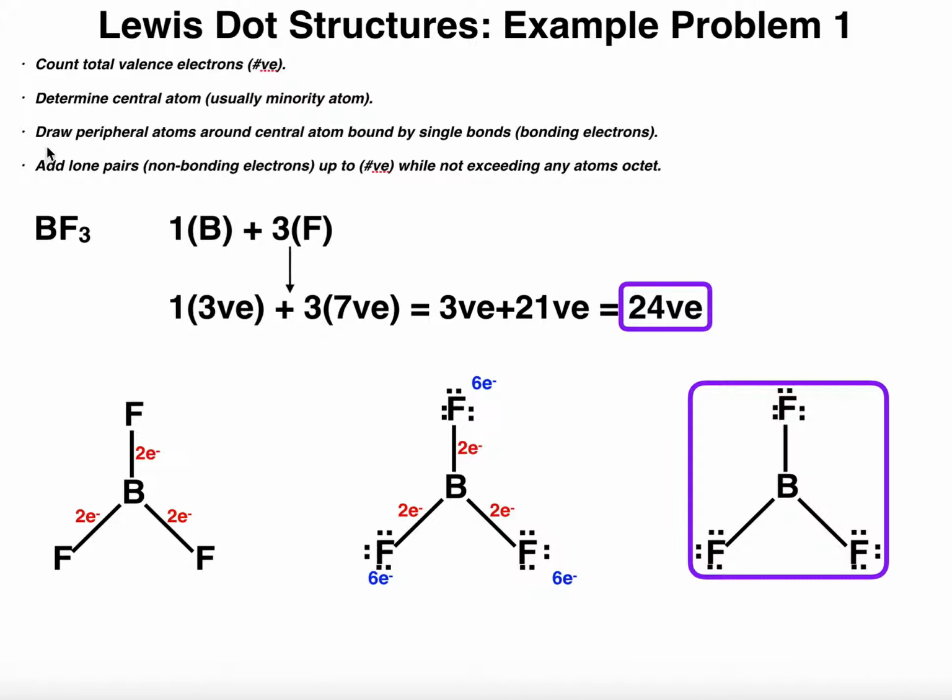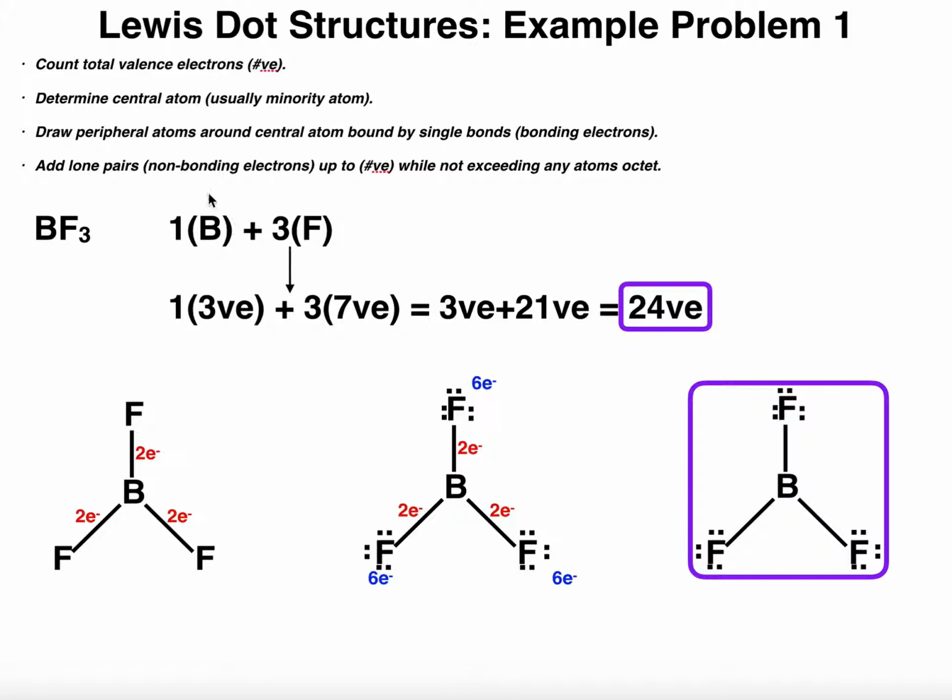Once we determine that, we'll draw all the peripheral atoms around the central atom being connected by single bonds, at least initially. And those single bonds, remember, they're bonds, so they're bonding electrons. And then after that, we're going to add lone pairs, which are our non-bonding electrons, onto all the peripheral atoms, making sure we don't exceed the octet on any particular atom. All right. So we've got this compound BF3. Let's first determine the total number of valence electrons.